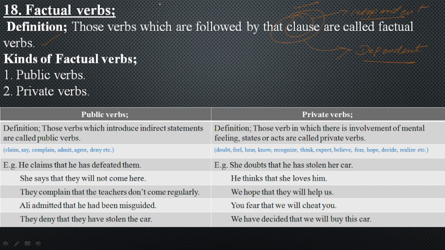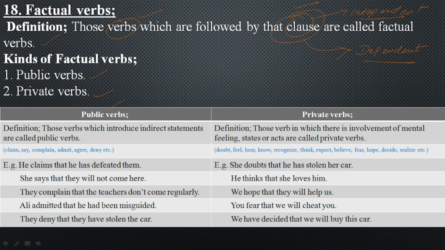Actually, we are talking about verbs, so here we will mostly stress the verbs. There are two kinds of factual verbs. The first one is known as public verbs, the second one is known as private verbs. Let's have a glance at the public verbs. Definition of public verbs: those verbs which introduce indirect statements are called public verbs.